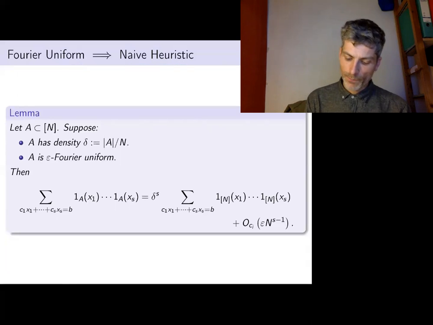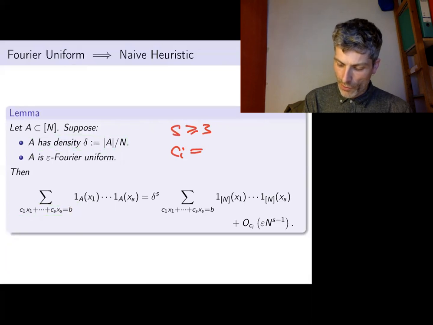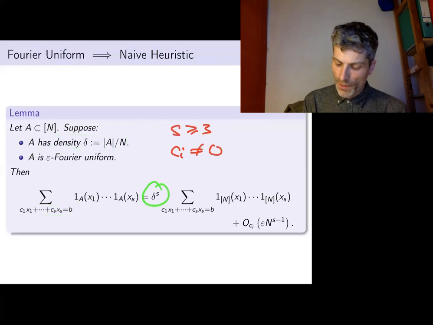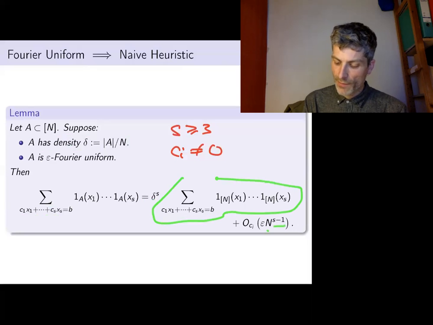And you can state it more generally. For a general linear equation, we've got a set of density delta, it's epsilon Fourier uniform, and we should assume that there are at least 3 variables and all of these coefficients are non-zero integers. Then you essentially get the naive heuristic: the density to the power of the number of variables times the number of solutions to the equation in the interval, plus some error depending on the level of Fourier uniformity, where n to the s minus 1 is sort of a good guess for the order of magnitude of this sum.